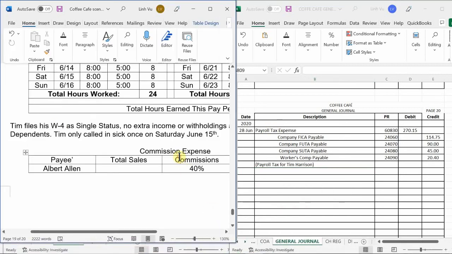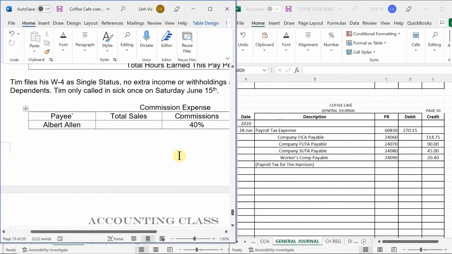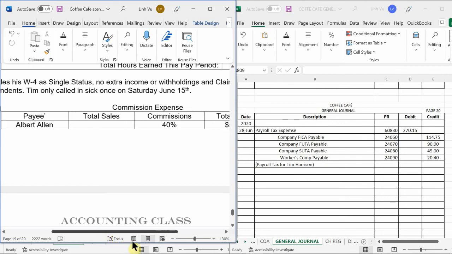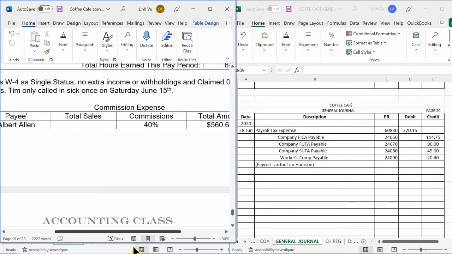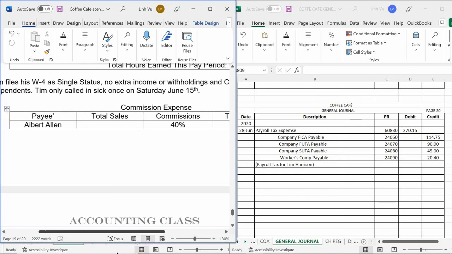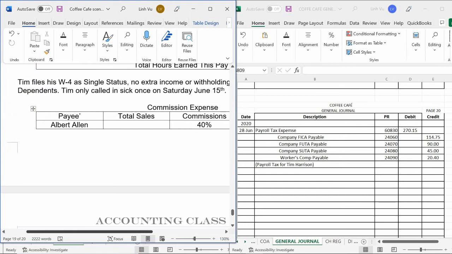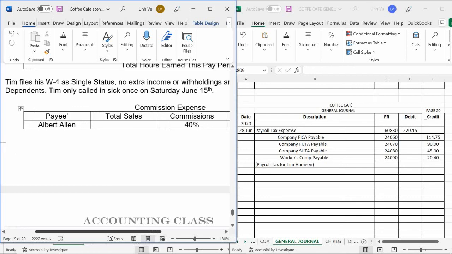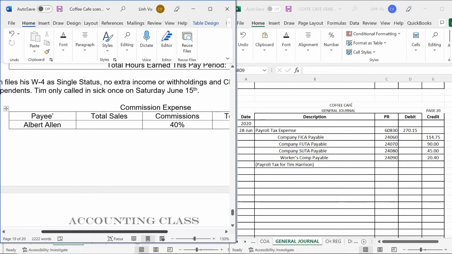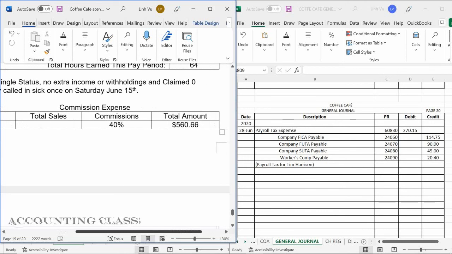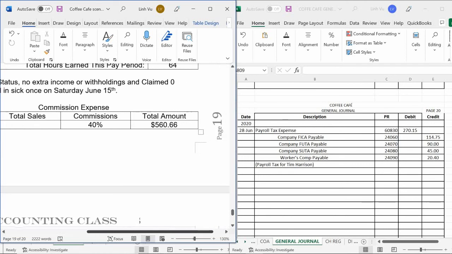So let's see who else we need to keep paying. We also have to pay Albert Allen, who is our commission-based worker. In this case, how much total sales has Albert racked up? We said that he has the same payroll period as Irene and Tim. So how many sales has Albert done up to June 23rd? And he gets to receive 40% of that.